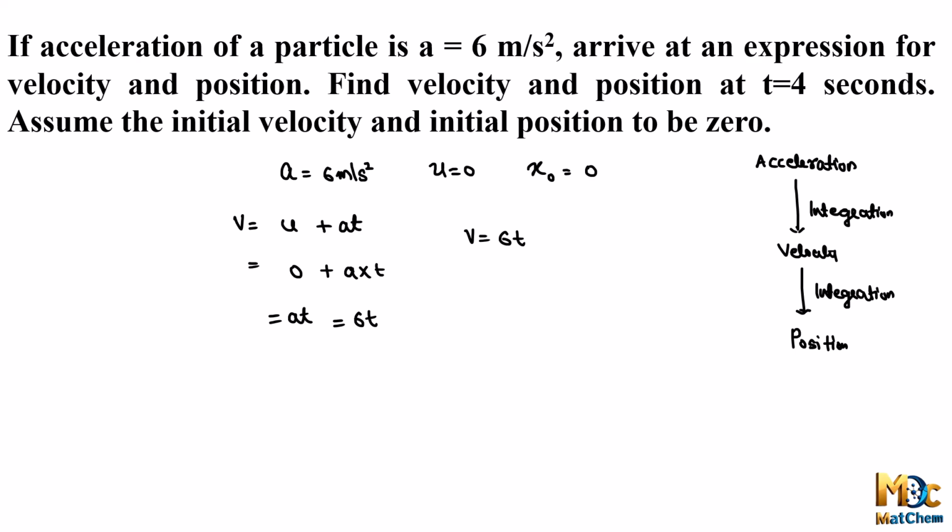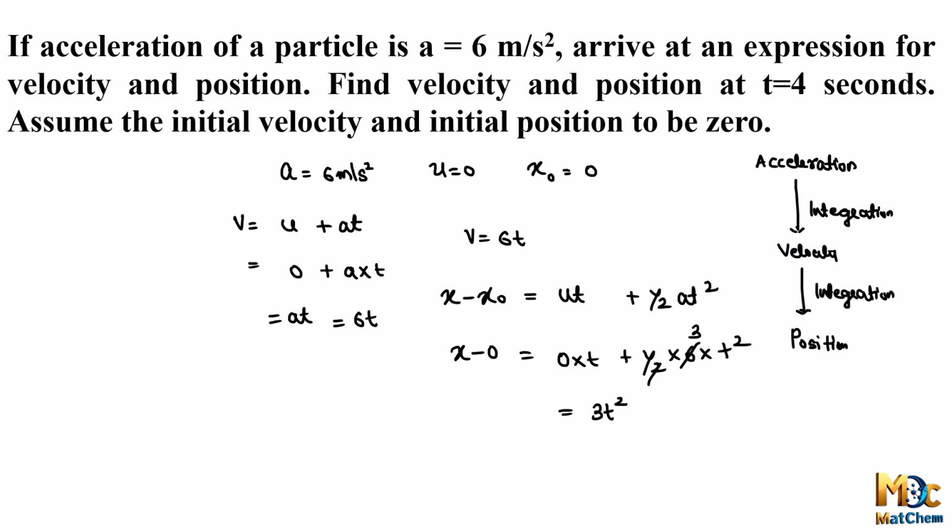We know that for the position of the particle, x minus x naught, what is the difference? x is the current position, x naught is the initial position. x minus x naught is equal to ut plus half at square. We know that initial position is 0. That means x minus 0 is equal to ut, the value of initial velocity is 0, into t, plus half into acceleration value 6 into t square. 6 and 2 cancel, you will get 3 here. So it will become 3t square.